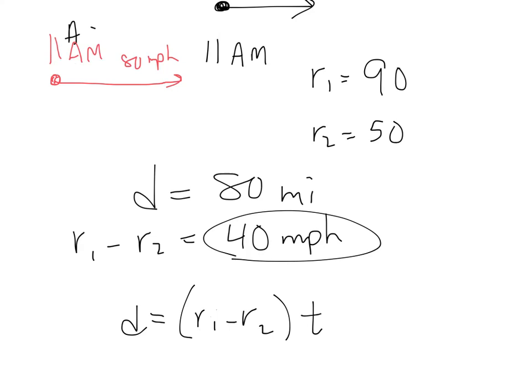So this is the equation you could use. You could say, well, the gap is big D, that's 80 miles. The difference in rates is 40 miles per hour. Divide by 40, after 2 hours, the train will catch up.